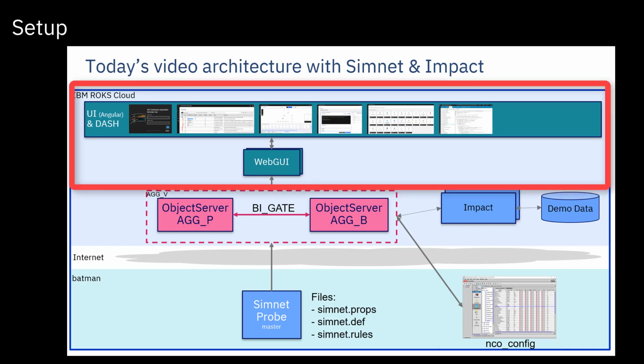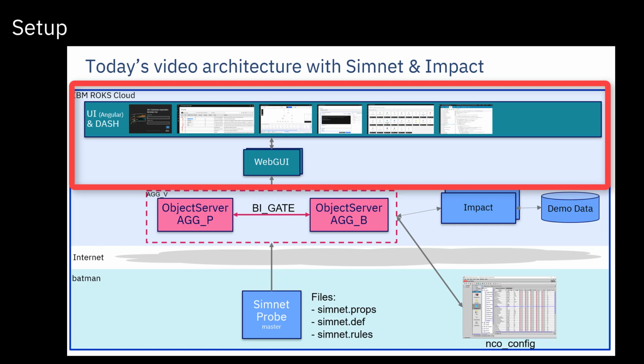On the upper part, you can see this green part offering the web UI. This has been done on IBM Red Hat OpenShift on the cloud. So this UI is based on Jazz SM and Dash, and provides access to the event list, to the topology, to everything that, if you want, the user will be using through the web UI. Of course, taking the data from the object server itself.